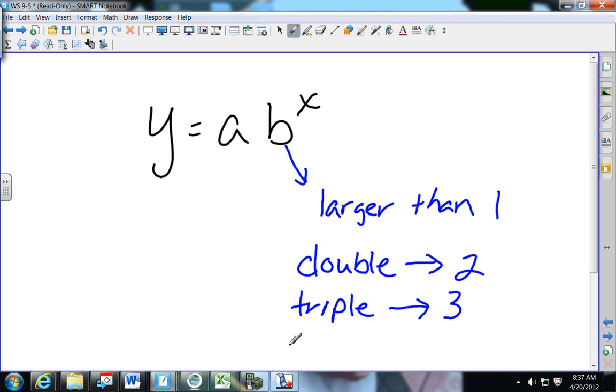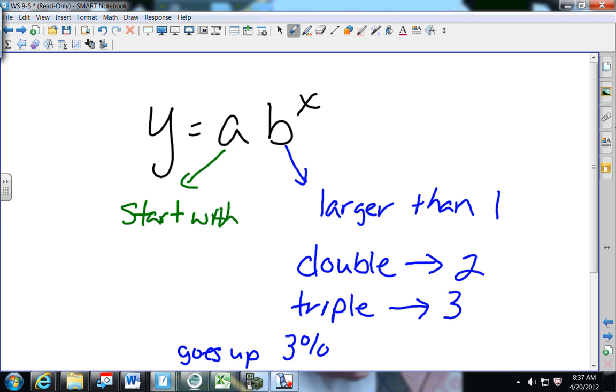We also put in there those percentages, right? We put in there like 3%, it goes up, or it grows by 3%. That number went in there. This number was always what we started with. Like with population, it was 17 million. This is what did you start with? Okay, so this right here is growth.